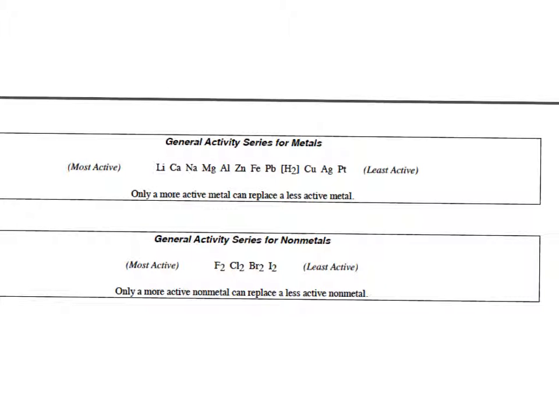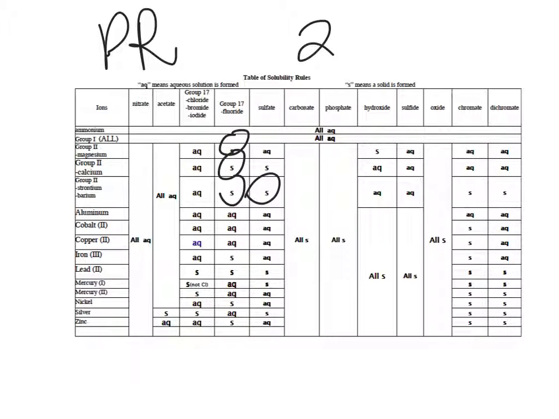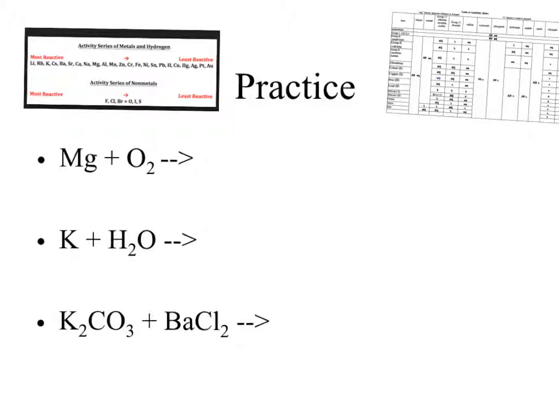So again, here's just the activity series. This is for your single replacement reactions, and you're going to use it to figure out the one that wants to do the kicking out has to be further over this way. Solubility chart for our double replacement reactions, and we're looking for any that end up with a solid. If we end up with two aqueous solutions at the end, we have no reaction. So let's look at some practice.